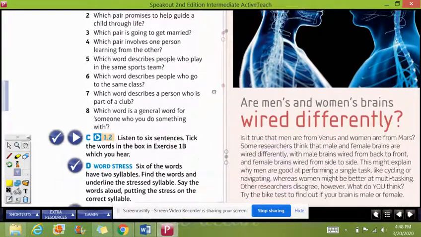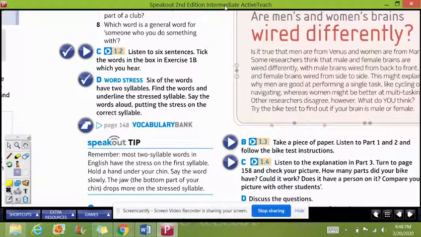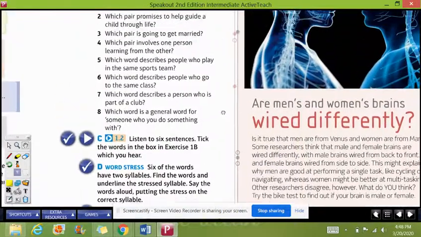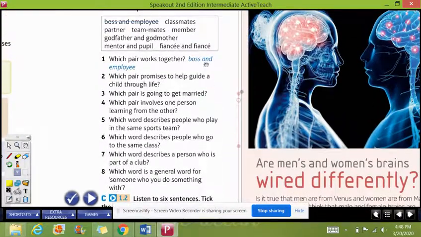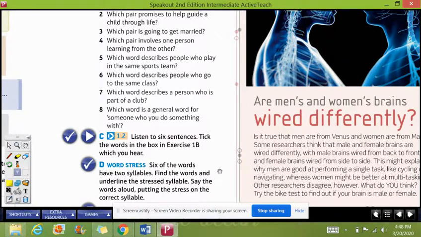Now let's take a look at letter C. Letter C says listen to 6 sentences, tick the words in the box in exercise 1B. Which one do you hear? So what you have to do here is pay extra attention. If you need to listen to this twice, you can do that. Now, what you are ticking are the words in the box on top. Once again, I'm going to repeat it. It's your book. You can highlight, you can underline, you can check, whatever makes you feel more comfortable.